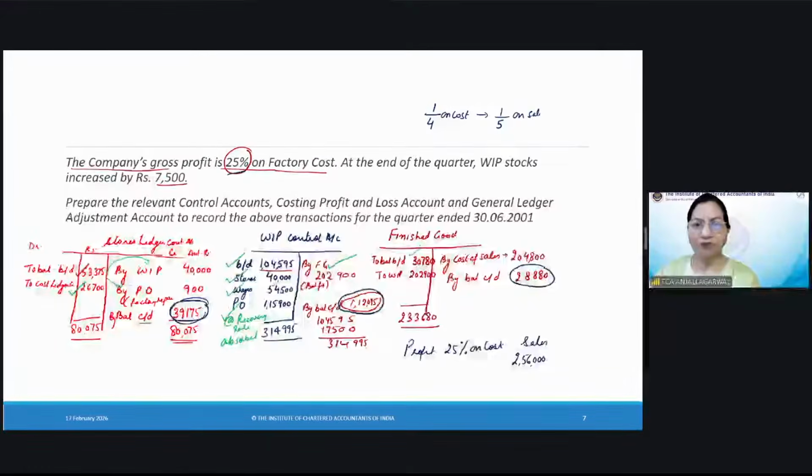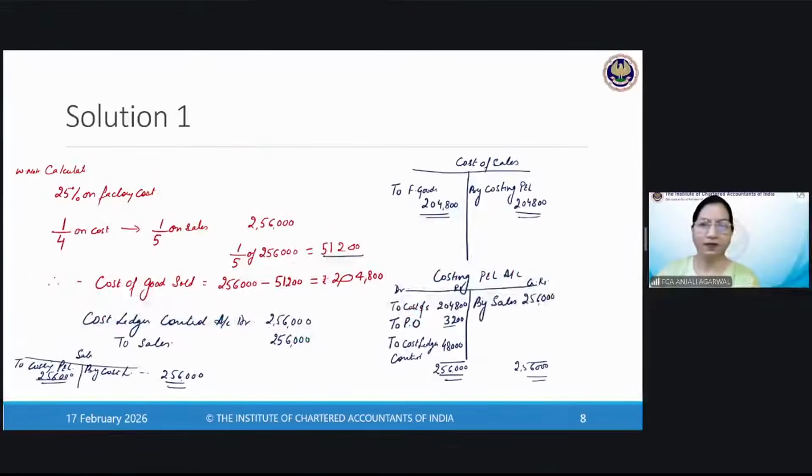Finished goods account will have an opening balance. Something will come from WIP, and some part of it will be sold, which will go to cost of sales, and whatever will remain will be the balance. Ensure that the three balances carried down, stores, WIP, and finished goods, should total up to the balance in the cost ledger or general ledger adjustment account. So whatever moved from finished goods to cost of sales, these are the goods which are sold, we will shift them to costing P&L account.